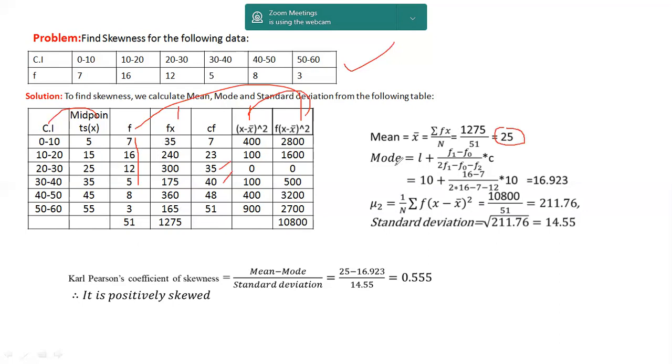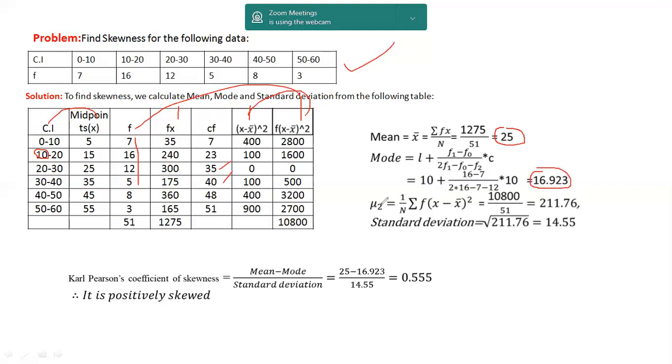Mode we already discussed in the previous session, where L is the lower limit of the class interval, which is 10, and the formula is f1 minus f0 by 2 f1 minus f0 minus f2. Here f1 is the modal class frequency, f0 is the preceding class interval frequency, f2 is the succeeding class interval frequency, and c is the class interval width. Substituting those values to get the mode, here mode is 16.923.